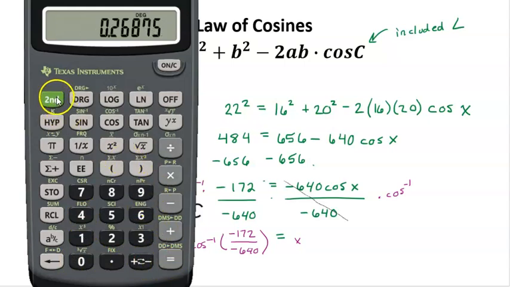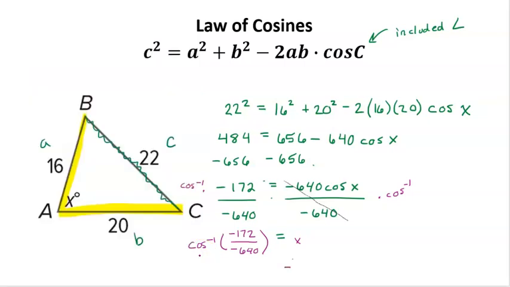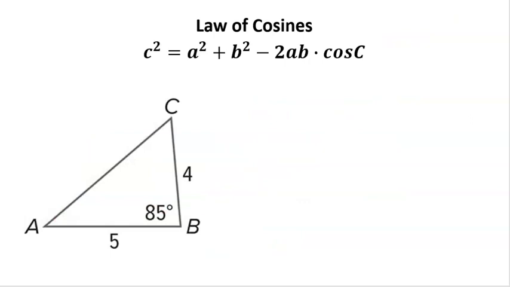And then to do our inverse, we're going to do second cosine, and that's going to give us 74.4. And looking at this, I'm just going to go ahead and round it down to 74 degrees. And so that's how we would find X from here. All right. And then let's go ahead and take a look at another one.